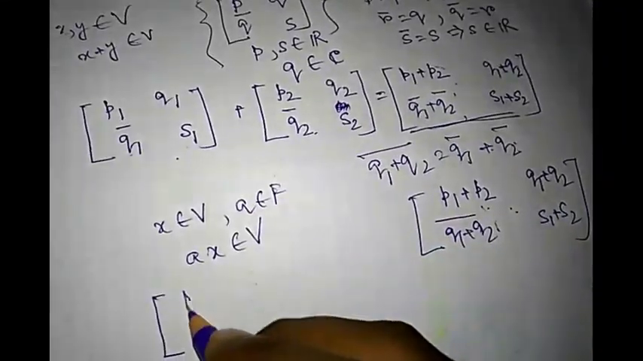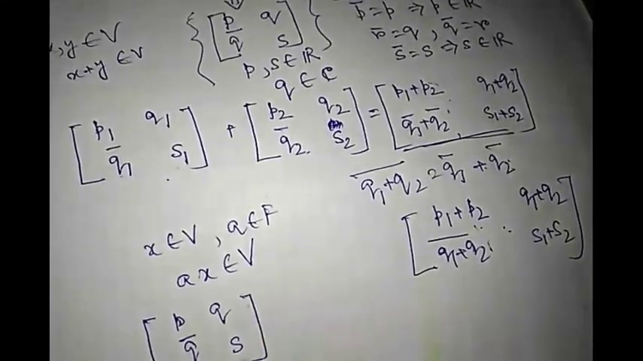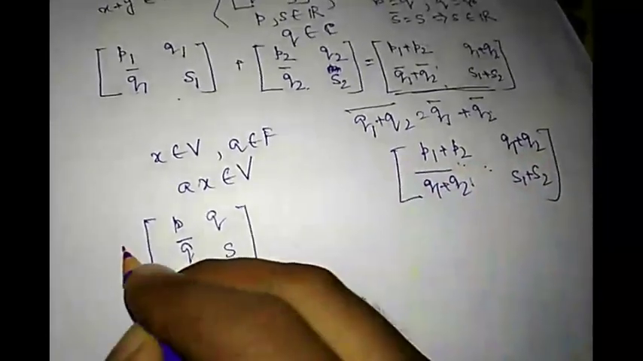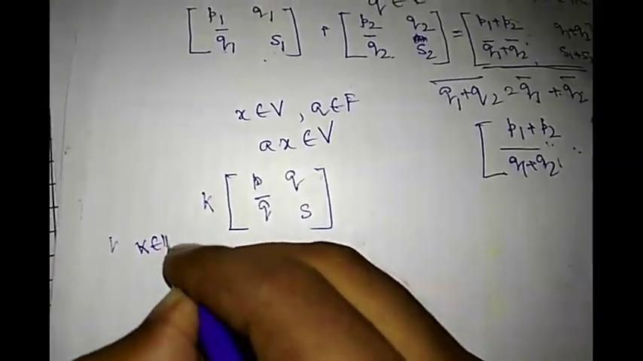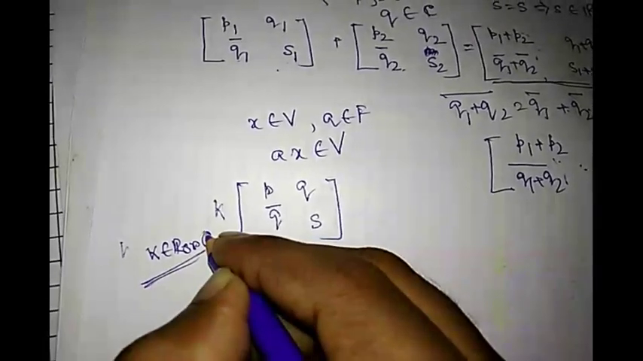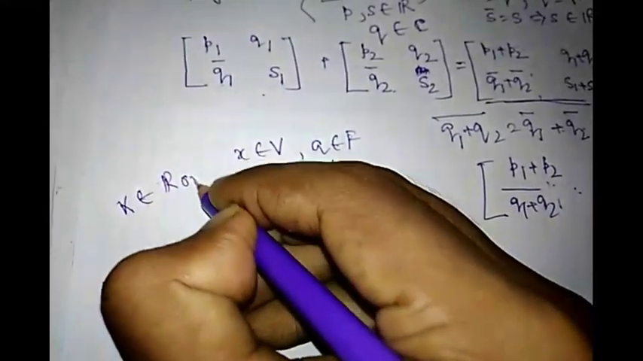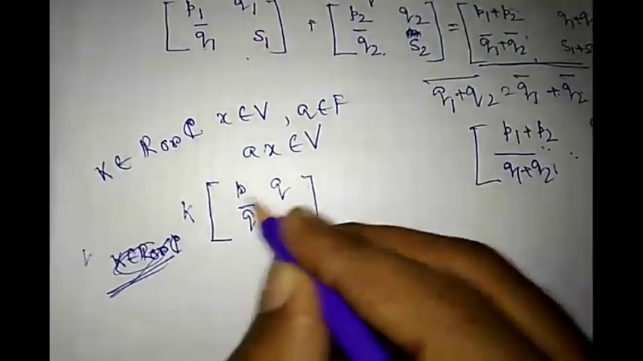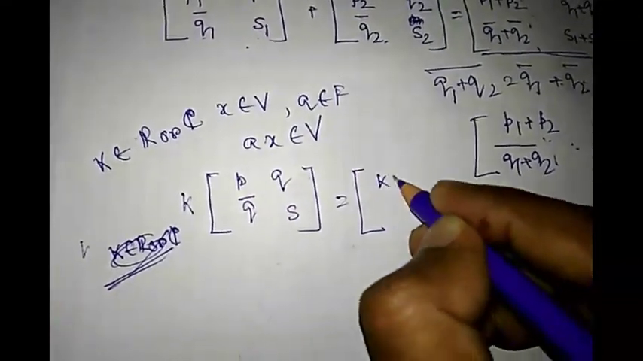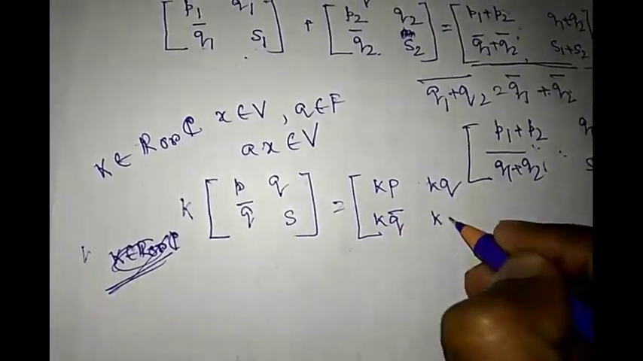Okay, so now we take that matrix with entries P, Q, Q bar and S. Now we multiply this matrix by K, where K is a scalar. K belongs to R or C. So now what is this? We can write this as KP, KQ, KQ bar, KS.